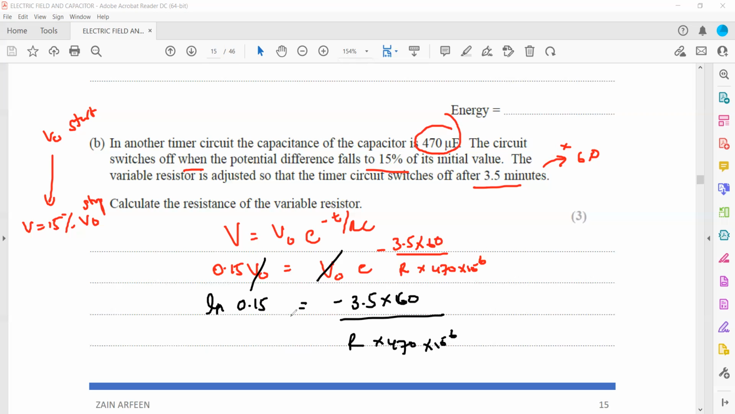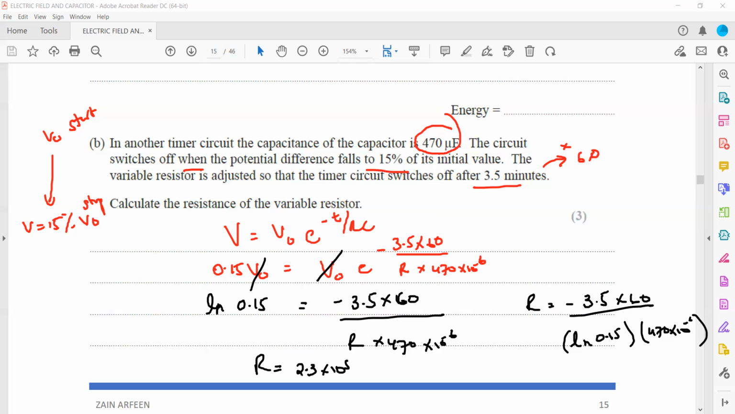So we need R here, we cross multiply. So R will be equal to minus 3.5 into 60 divided by ln 0.15, multiplied by 470 times 10 to the power minus 6. So after simplifying, we get the resistance, which is about 2.3 times 10 to the power 5 ohm. So 2.3 into 10 power 5 ohm will be the resistance.